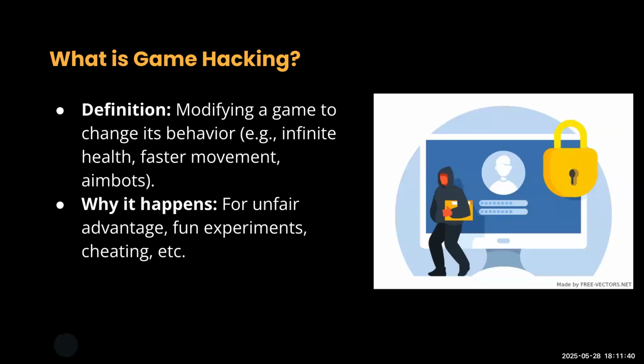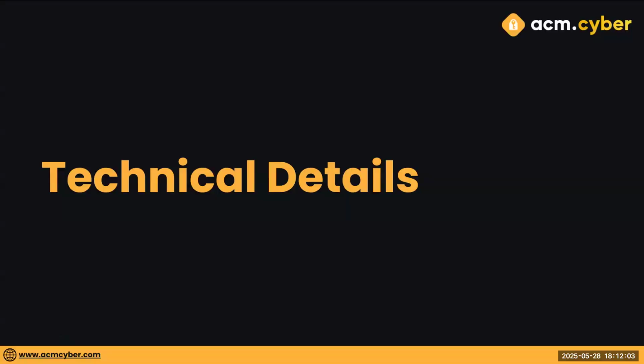So what is video game hacking? The definition is modifying a game to change its behavior. So changing your health, your speed, having an aimbot, pretty much anything that gives you an advantage or helps you experiment with the game, cheating. It's used for all different types of things, and it is a big problem.